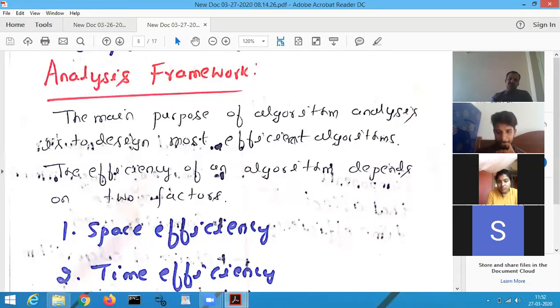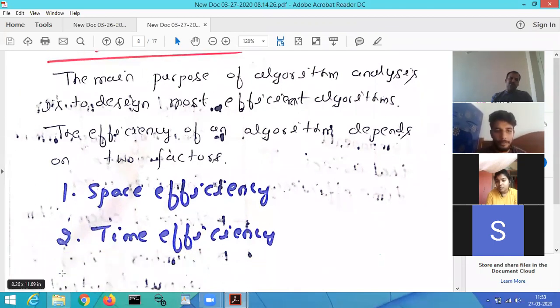This 100 meters running is going on, a running race. Some 5 persons are running. Their objective is to reach from source to destination. Out of that, whoever reaches the destination fast is called the best algorithm. The person who is going to cross the boundary first is using the best algorithm. If I want to find out the efficiency of an algorithm, it depends on two factors.